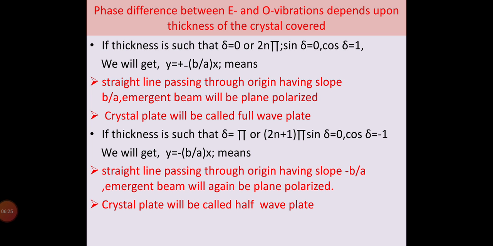If the thickness of the crystal is such that delta, the phase difference between the E and O component, is pi or (2n plus 1) pi, then sine delta will be 0 and cos delta will be minus 1. By substituting these values, we get y is equal to minus b by a x, which again is the equation of a straight line passing through the origin, but now with slope minus b by a. So the emergent beam will again be plane polarized, but with a different slope, and the crystal plate is called a half wave plate.